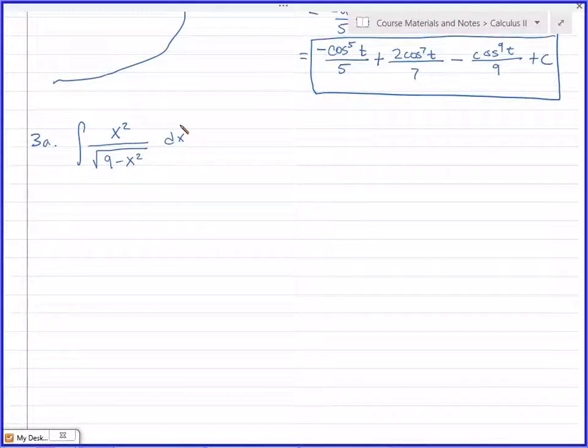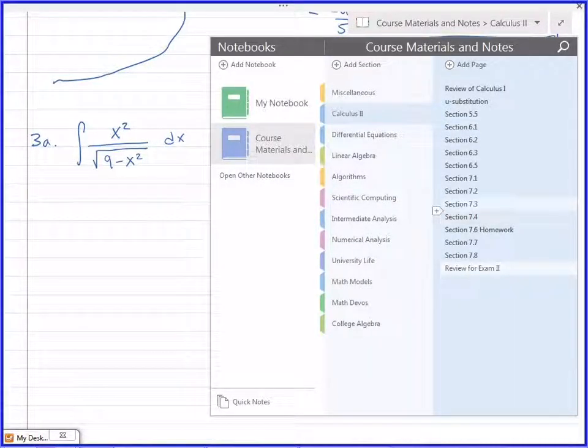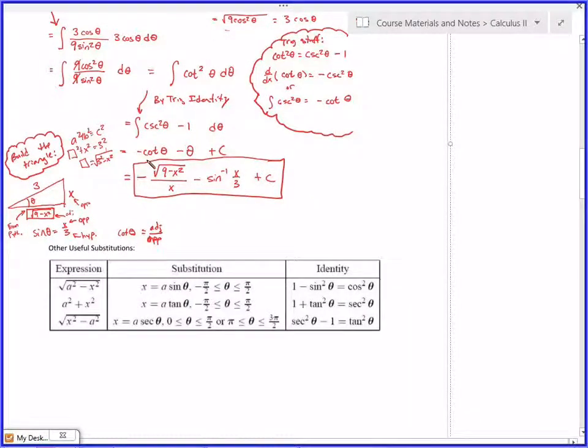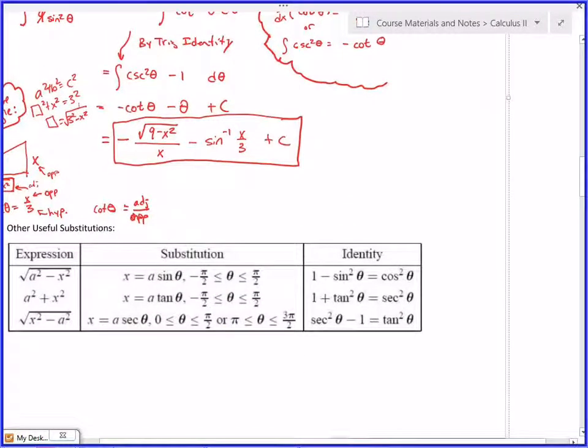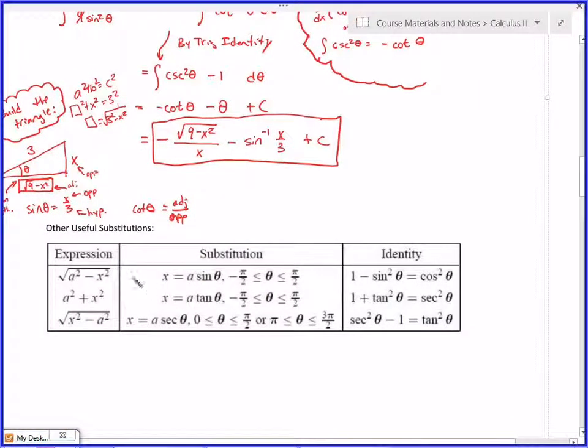So I'm going to refer back to my notes from 7.3, and remember this very useful table, good to have on your note card. When you see the square root of a squared minus x squared, use this substitution, and all your 1 minus sine squareds become cosine squareds. If you have a squared plus x squared, use this substitution, and all your 1 plus tangent squareds become secant squareds. And if you have the square root of x squared minus a squared, do a secant theta, and then all your secant squared minus 1s become tangent squareds.